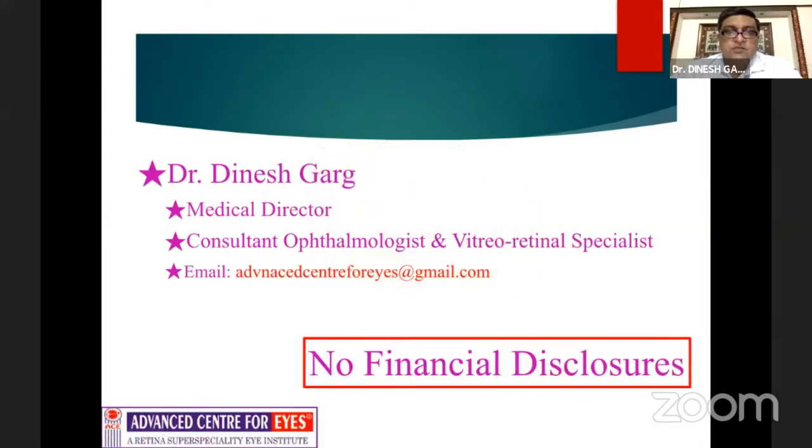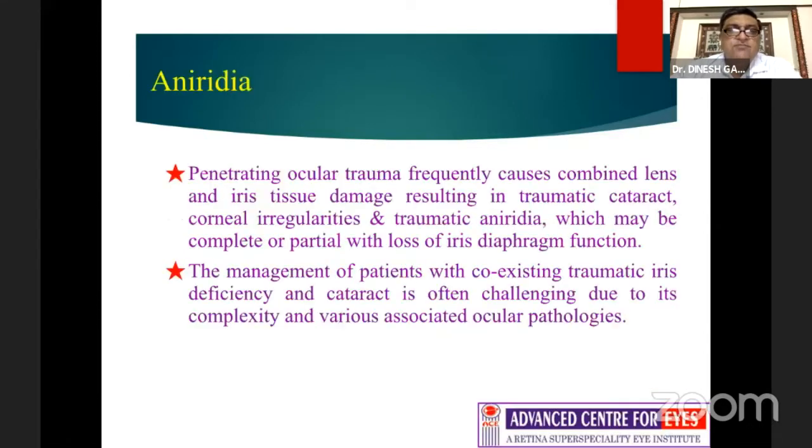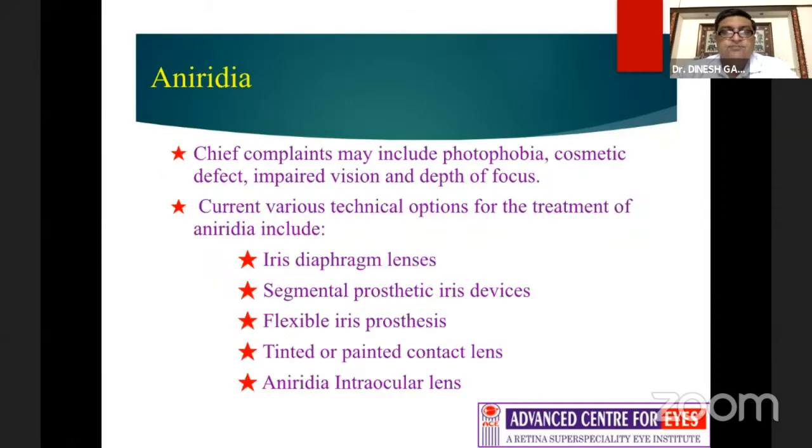I have no financial disclosures to make. I'm working in Ludhiana at Advanced Center for Eyes. As you all know, penetrating ocular trauma frequently causes combined lens and iris tissue damage, resulting in traumatic cataract, corneal irregularities, traumatic aniridia, which may be complete or partial, with loss of lens iris diaphragm function. The management of these patients with coexisting traumatic iris deficiency and cataract is often very challenging due to the complexity and various associated other ocular pathologies. Chief complaints in these patients are usually photophobia, cosmetic defect, impaired vision, and depth of focus loss.